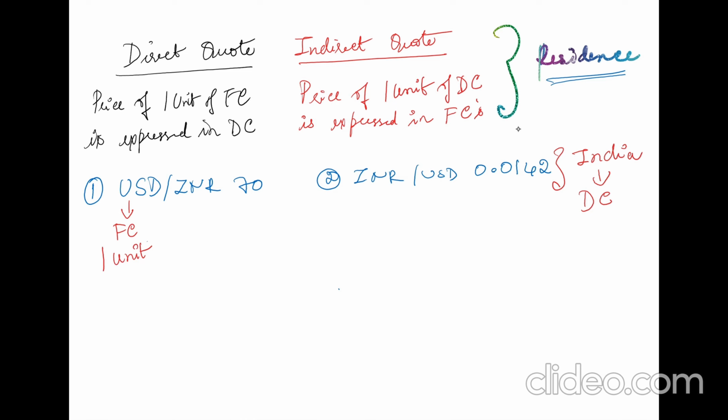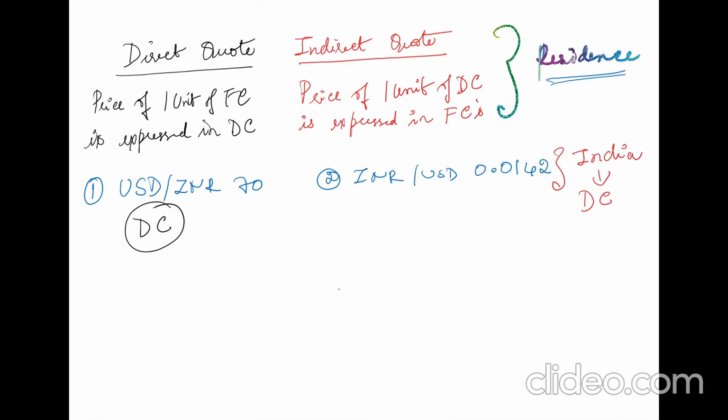You see the meaning here of a direct quote: price of 1 unit of foreign currency is expressed in domestic currencies. Here in the first quotation, the price of 1 unit of US dollar, which is a foreign currency, is expressed in INRs, which is our domestic currency in this situation. Therefore, the first quote becomes a direct quote. This is a direct quote.